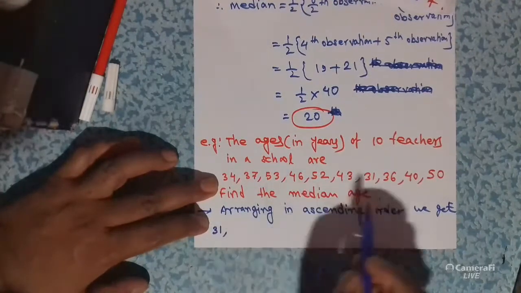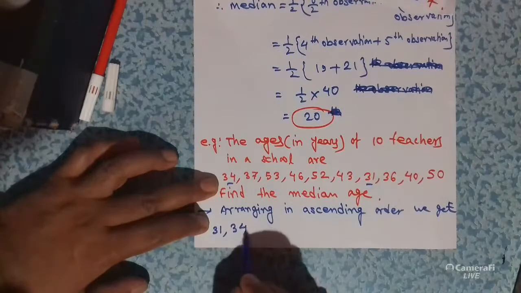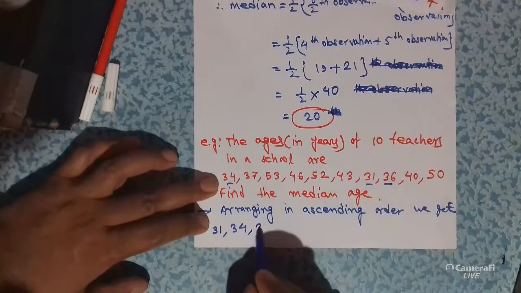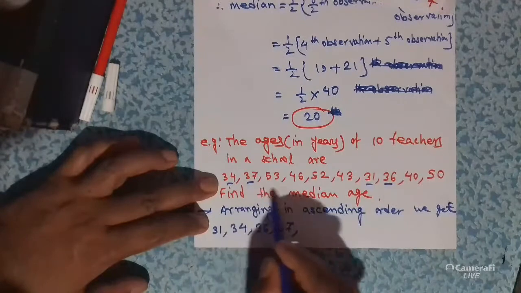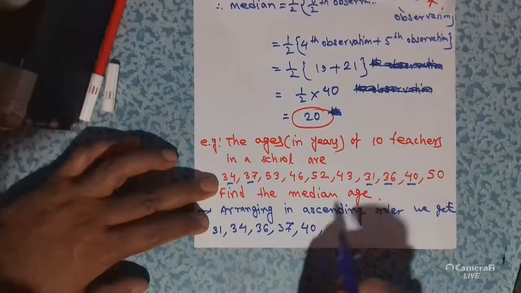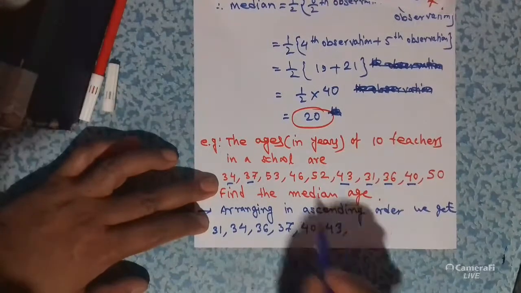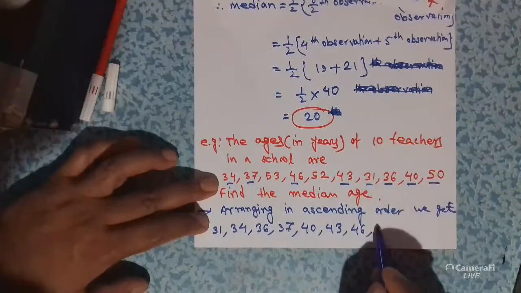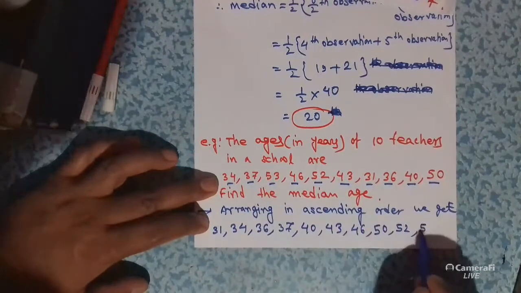31, next one is 34, then the third one is 36, next is 37, then 40, 43, 46, 50, 52 and 53.